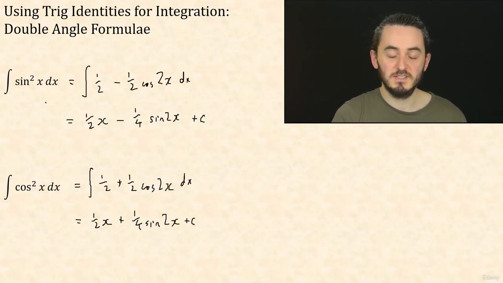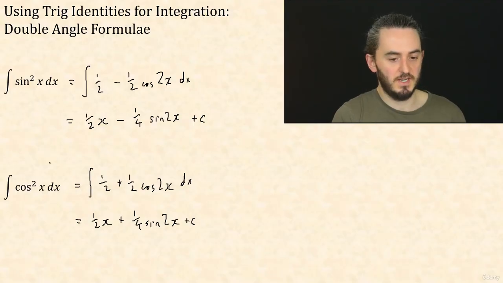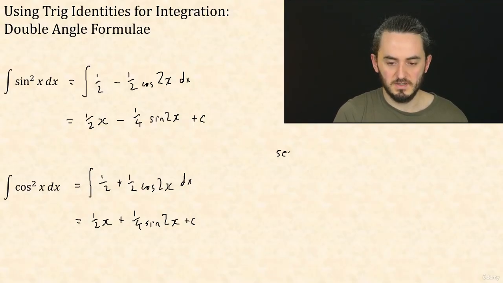So now that we can integrate sine squared x and cos squared x, we can integrate all of the squared trig functions. Sec squared x, that's just a standard integral. That one, we just integrate that to tan x.